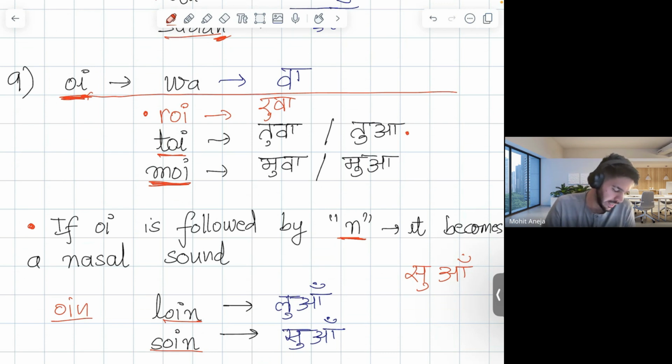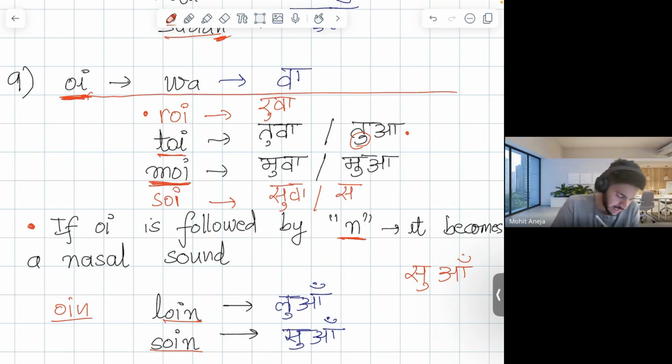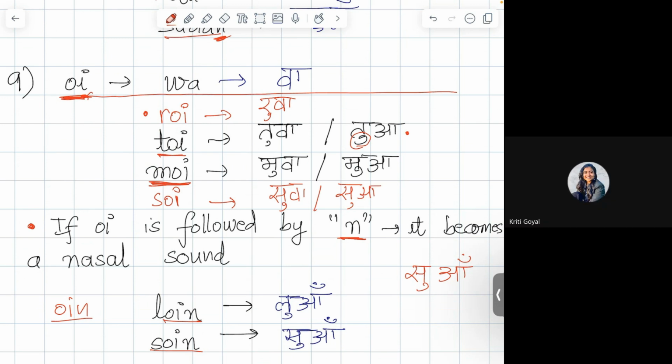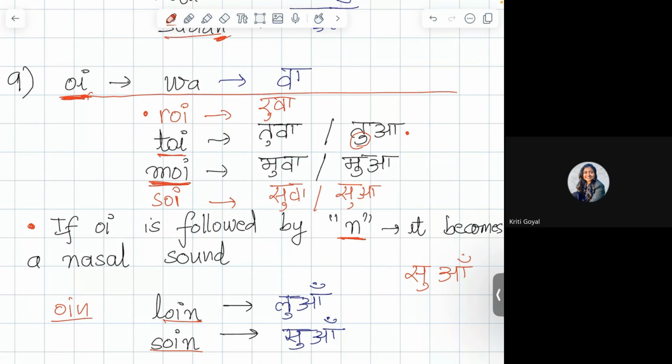So can Desika read the second word for me? Twa. Yes, it's twa. There is a slight oo sound that comes here. I wouldn't put it as exactly this sound, but it's close. So I just put it down to make you understand that this is pronounced like this. So it's rwa and twa. Can Hussein say the third one? Moi. Yes, it's moi. Can Kriti say the last one for me? Swa. Yes, it's swa. Swa means self. Roi means king. Yes, that's correct.